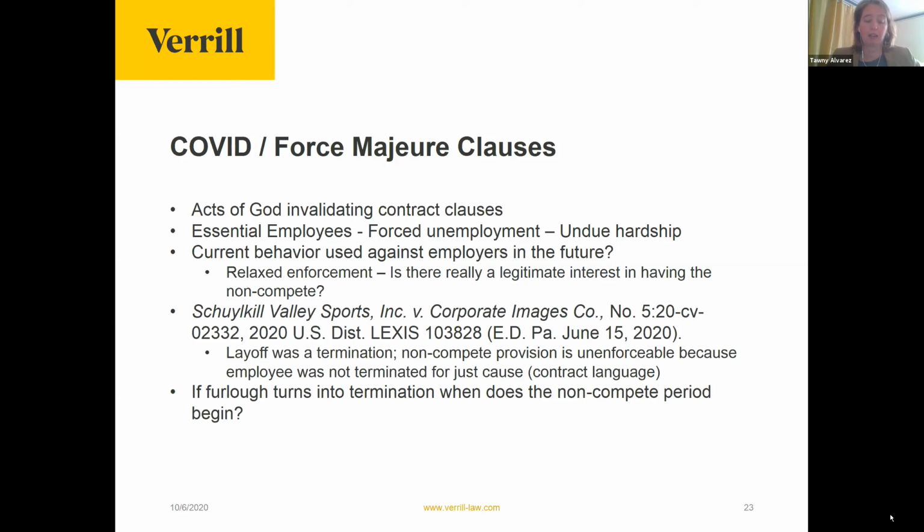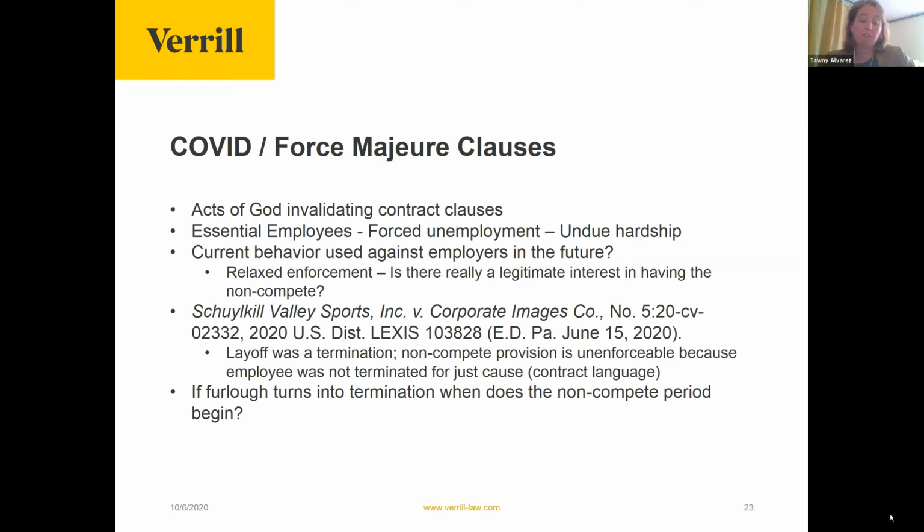If you've terminated that individual, you've forced unemployment, you're creating an undue hardship kind of for the world. If there's a need for this essential employee, but you have a non-compete in place, that can become problematic. Also, consider if right now you're relaxing your enforcement, can this behavior be used against the organization in the future? Or is there really a legitimate interest in having the non-compete in the future if during this time you're not enforcing it?